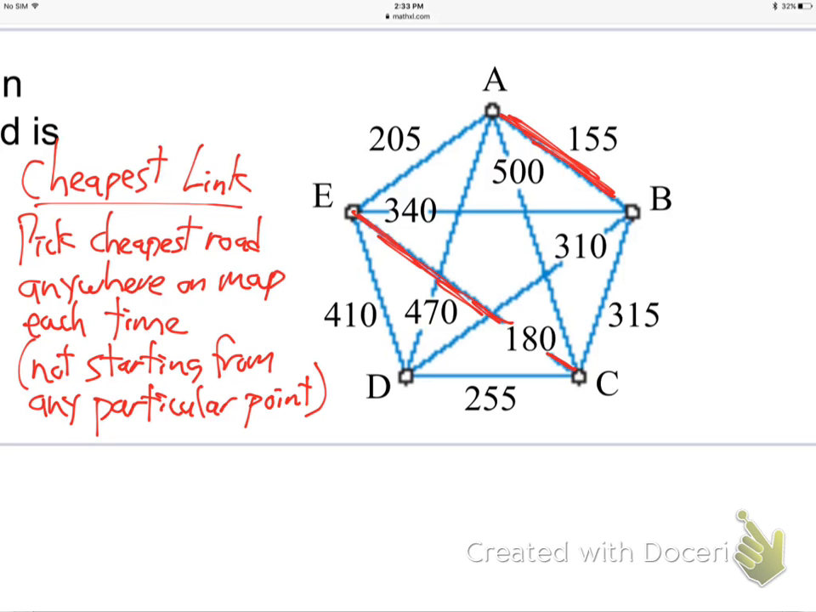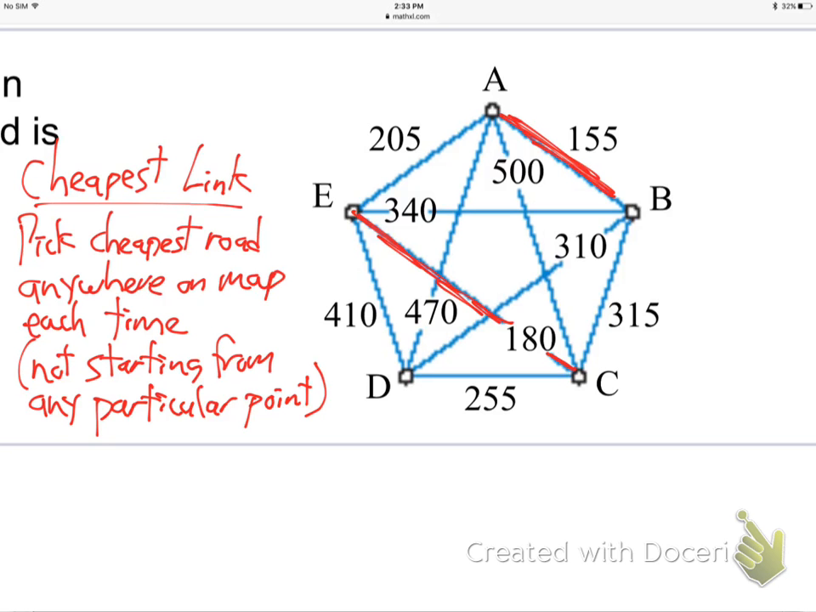See how that's different than the nearest neighbor plan? The nearest neighbor started at a particular city, and from that city, you pick the cheapest road. Whereas this says, look at the whole map, and just pick the cheapest road, the next cheapest, the next cheapest. Just keep picking roads until you make up your loop. But there are a couple of exceptions, because we can't pick any old roads. There will be some problems.